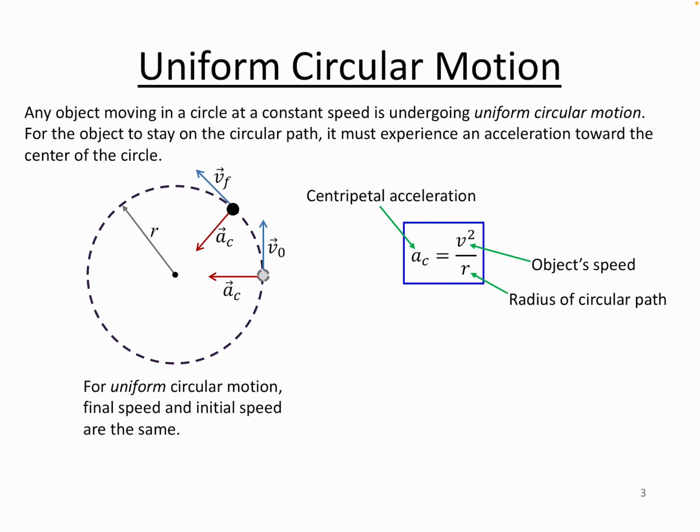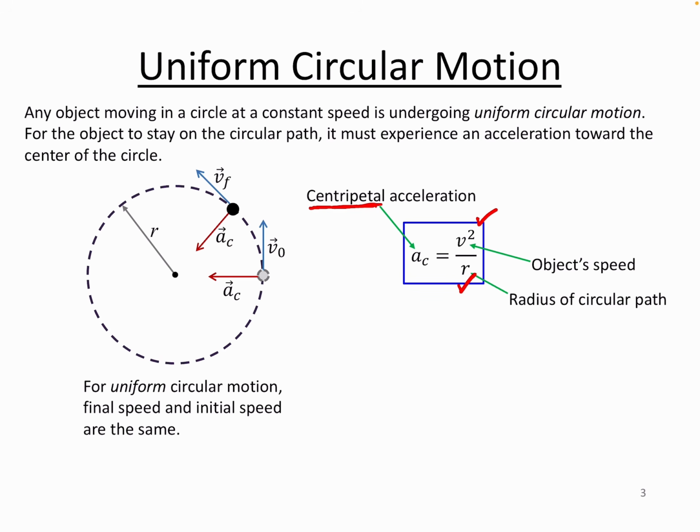Centripetal acceleration, so centripetal, that's this right here, okay? It translates to center facing. I think the original root is Greek or something like that. This equation gives the magnitude of that acceleration. It's related to the object's speed squared, so the magnitude of its velocity squared right here, and it's related to the radius of a circular path.